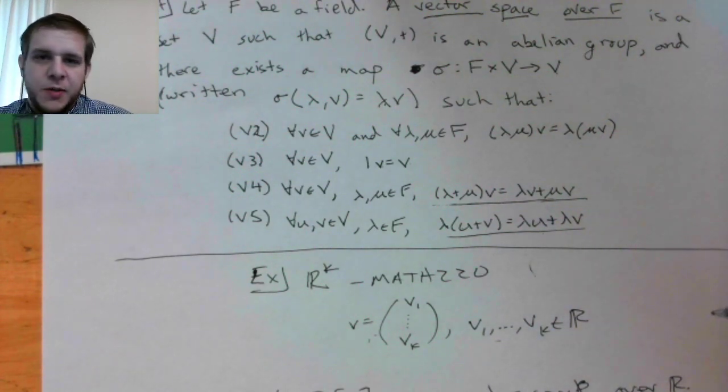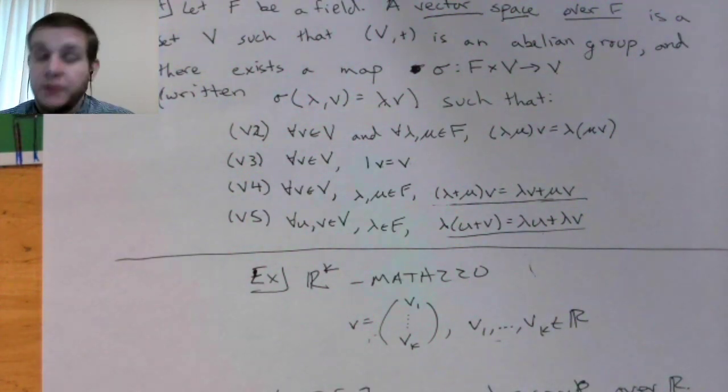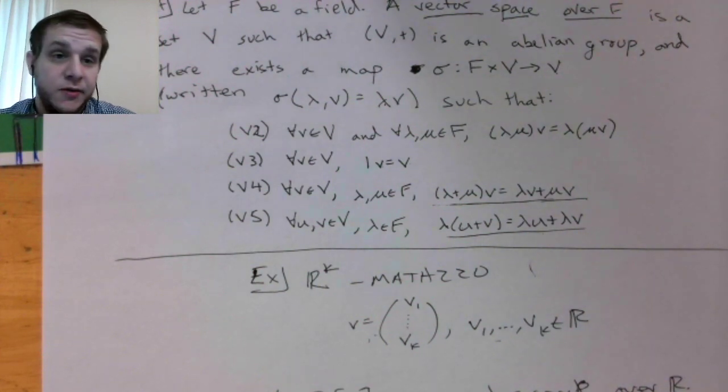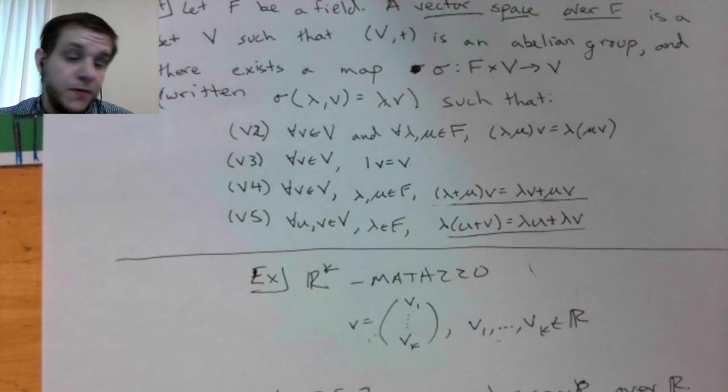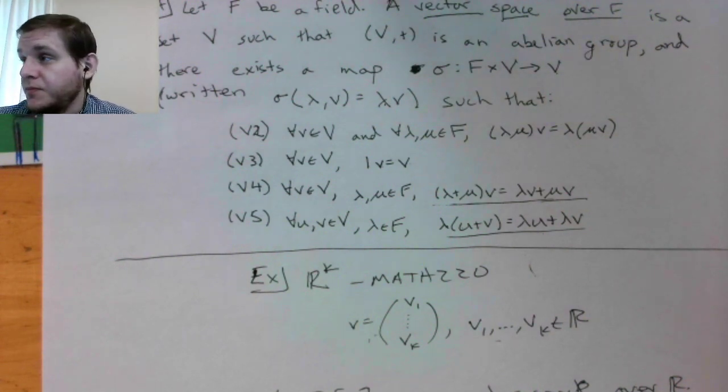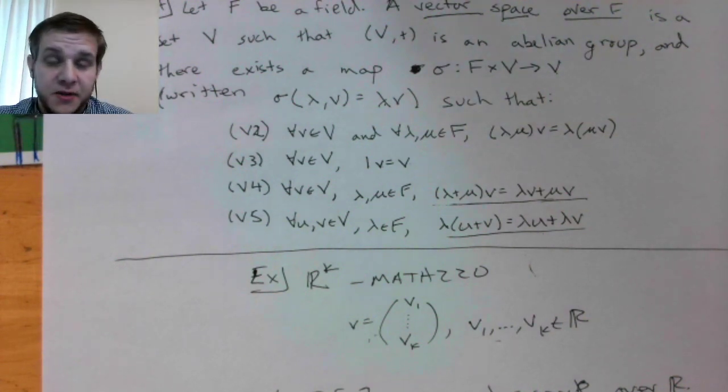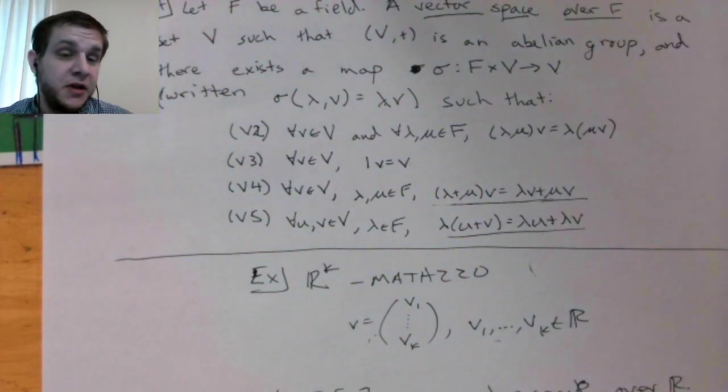Most people care about vector spaces over R, but if you stick around mathematics enough, you'll find vector spaces over Q, vector spaces over field extensions of Q, like Q adjoin the square root of 2, and vector spaces over finite fields like Z_p are also very interesting to study.